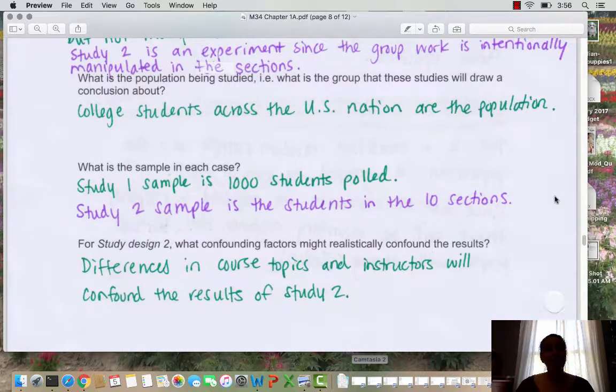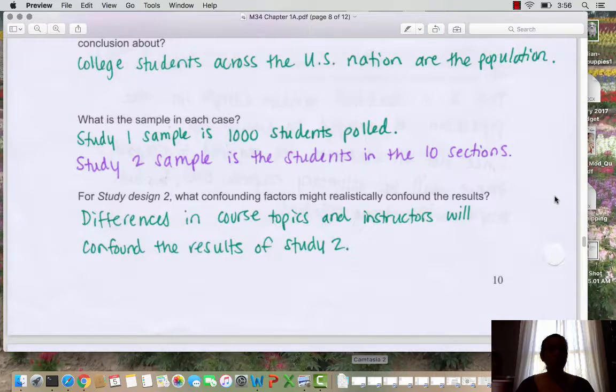And then in study 1, the sample is 1,000 students who were polled. In study 2, the sample is the students in the 10 different sections. So we don't know how many students are in each section. If it was 30 students per section, it could be 300 students. It could be each section is a different amount of students. And study design 2 is going to have some confounding factors.